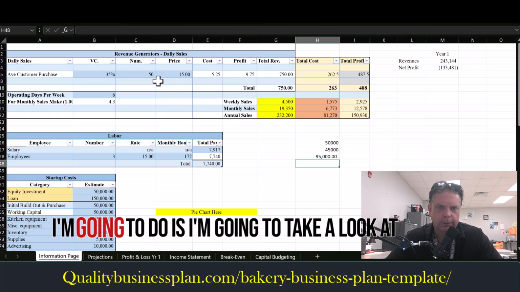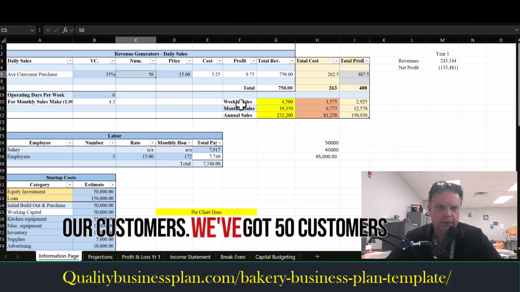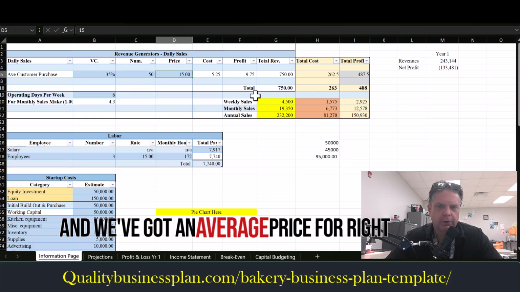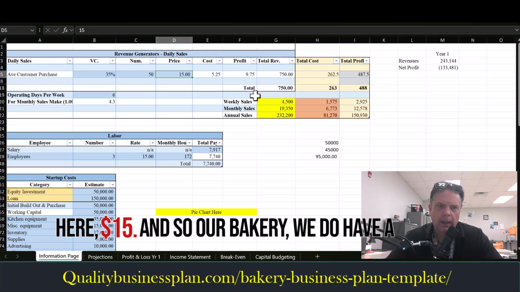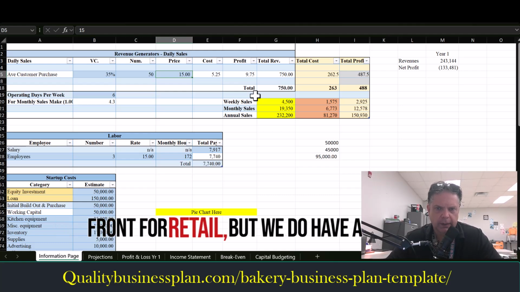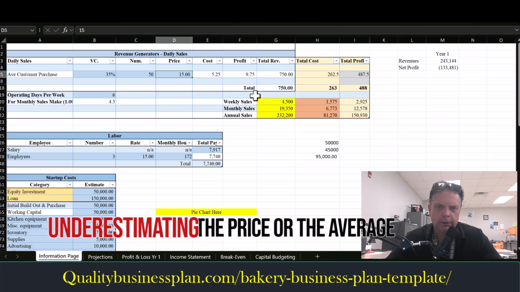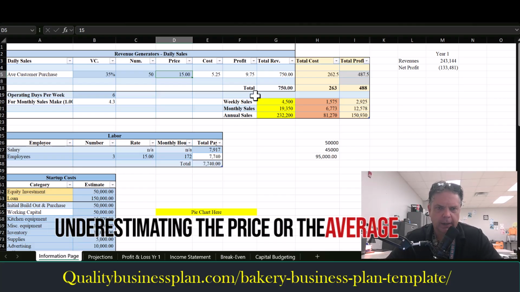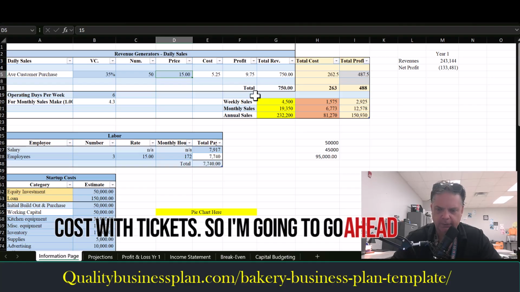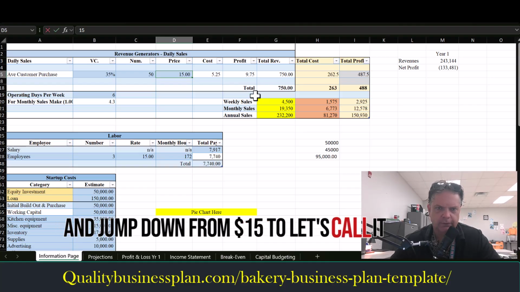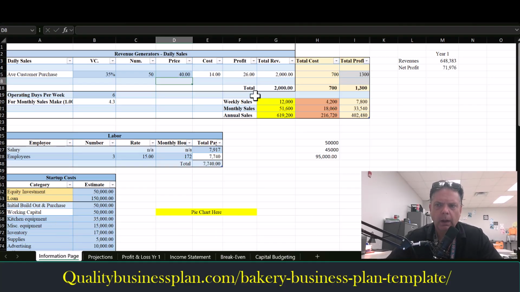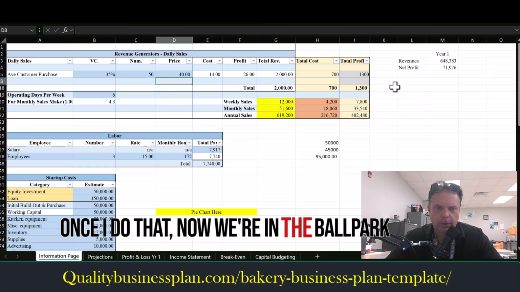The first thing I'm going to do is take a look at our customers. We've got 50 customers, and we've got an average price right here of $15. Our bakery has a front for retail, but we do have a wholesale. So I'm thinking that I'm way underestimating the average cost of a ticket. I'm going to jump that from $15 to, let's call it, $40. Once I do that, now we're in the ballpark here.